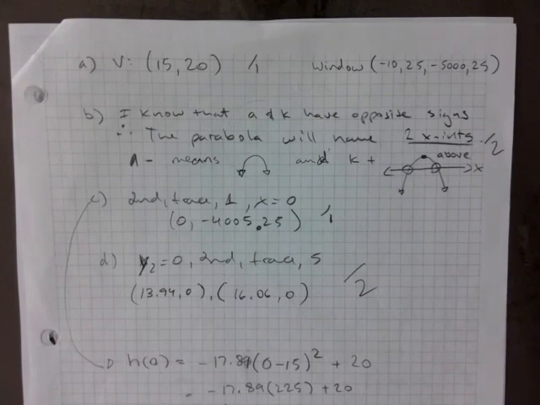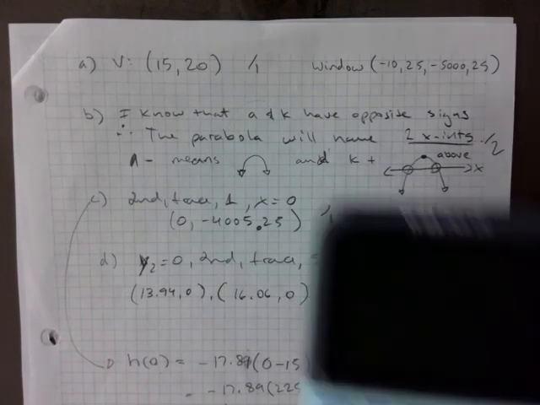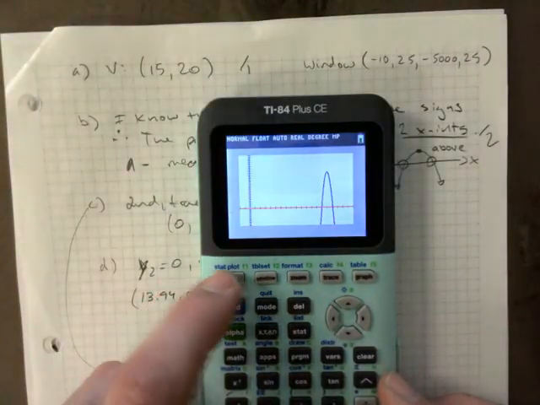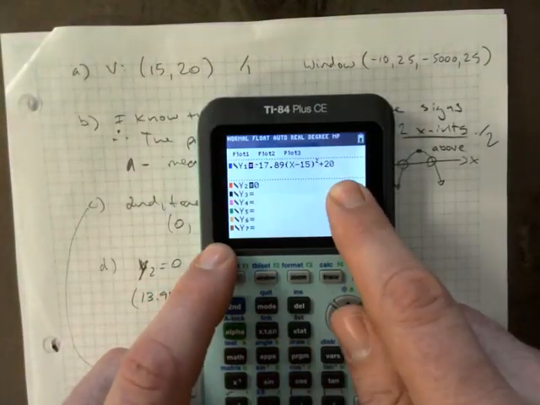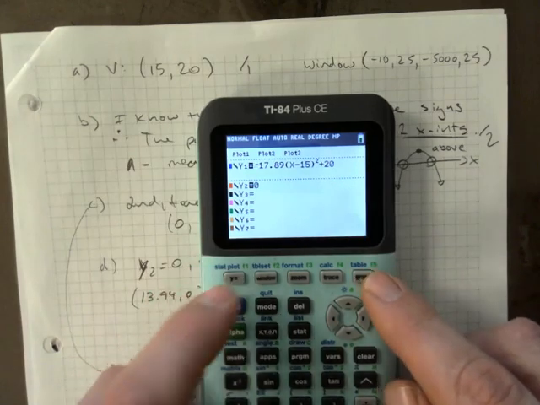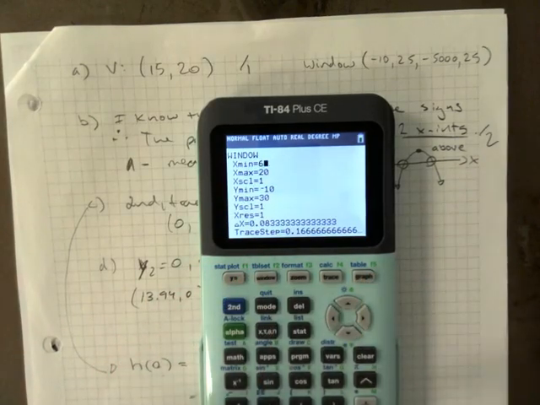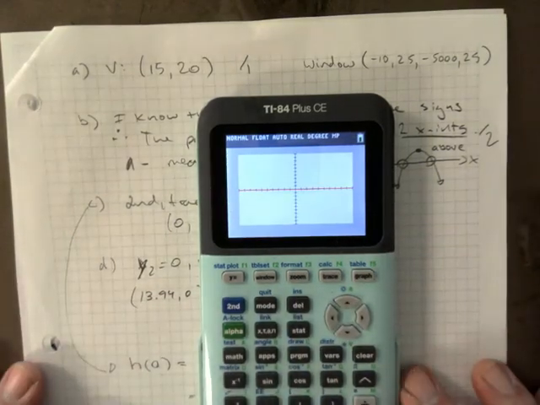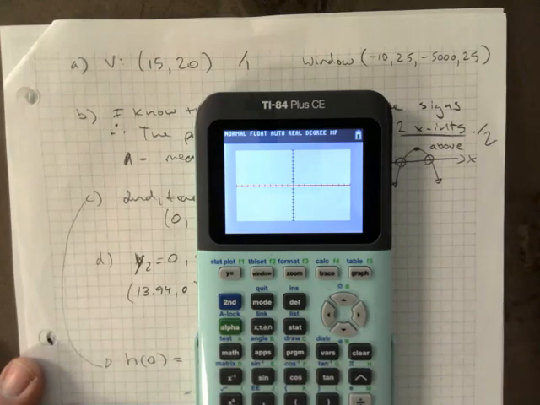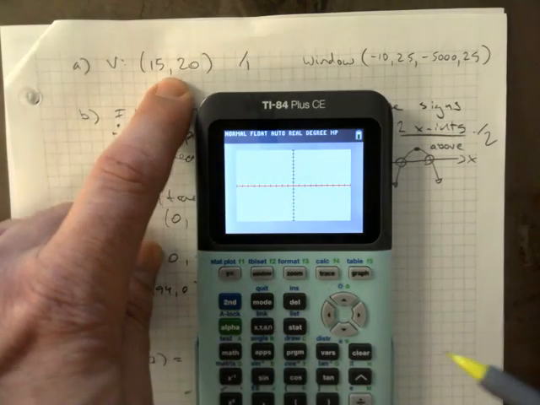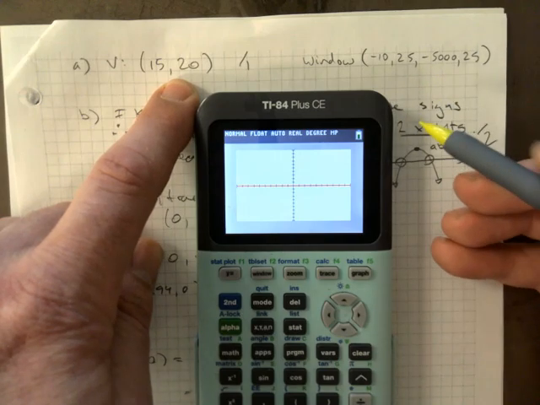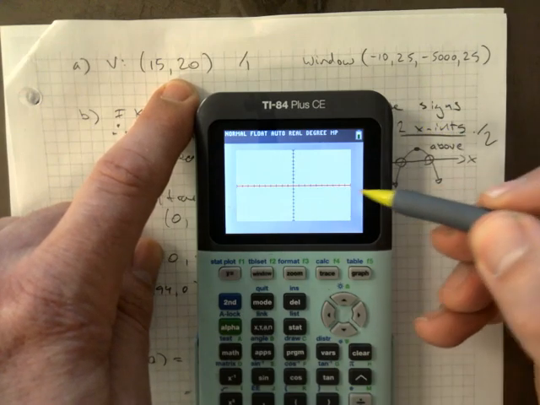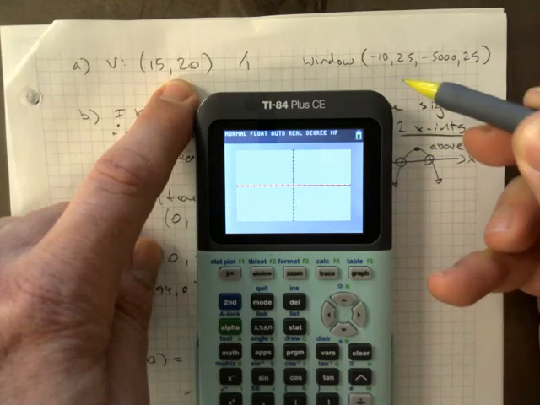Okay, so this is the key. But if I enter this into my calculator, and maybe some of you, oops, zoom 6, you didn't see anything at first. Okay, but we know that the vertex is (15, 20). We read it off of the equation. So 15 is here, and then 20 is up here.